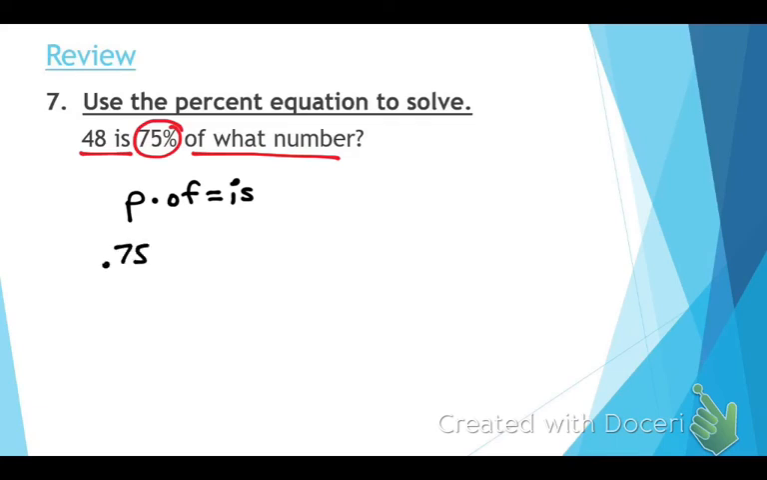What's my of? We don't know it, so we're going to put an x. And what's my is? 48. What do I do to get x by itself? Divide by 0.75 on both sides. And what's our answer? 64. 64 is correct.